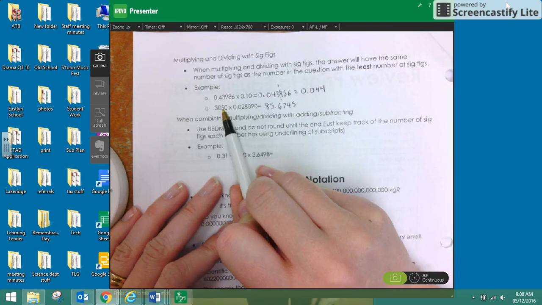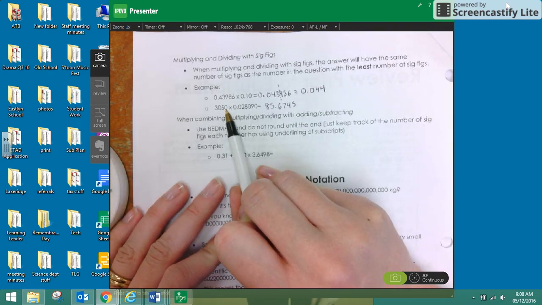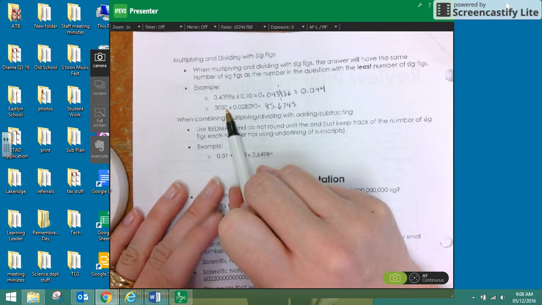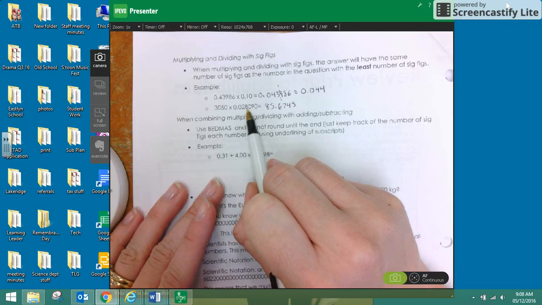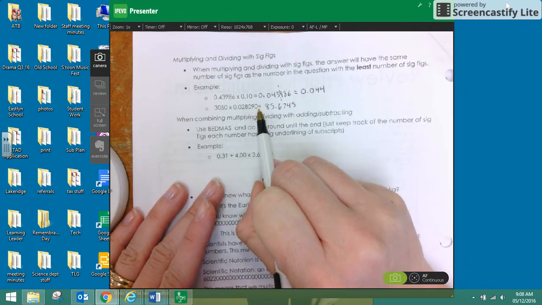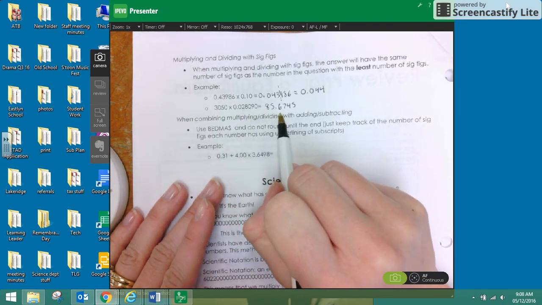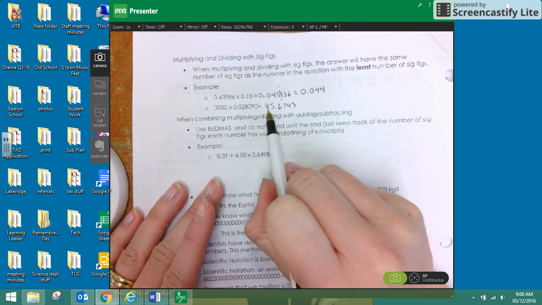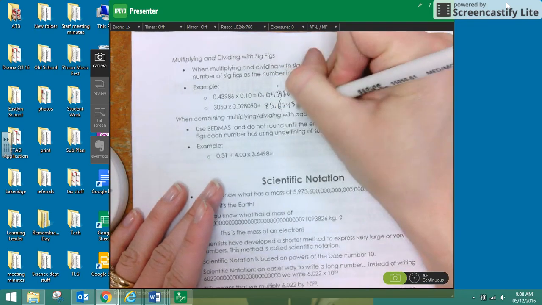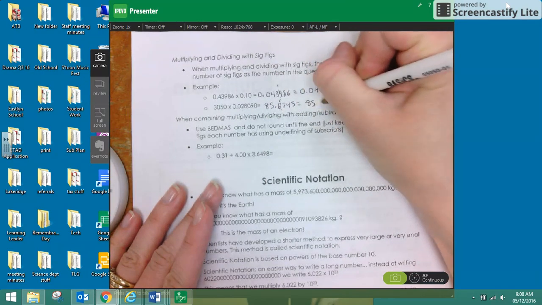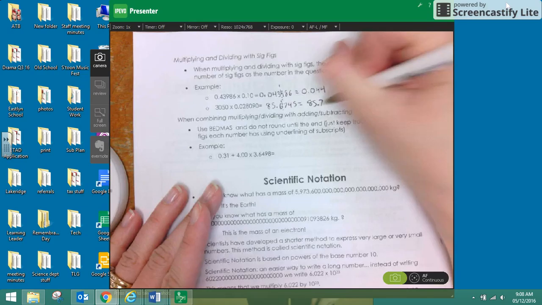This has 3 sig figs because the end zero is not significant since there is not a visible decimal in the number. This has 5 sig figs. Front zeros don't count, sandwich zeros always count, end zeros count if there is a visible decimal. So 3 is less than 5. My answer should only have 3 sig figs. So I count 1, 2, 3, cut the number off here, 85 point, and I have to round up, 7.